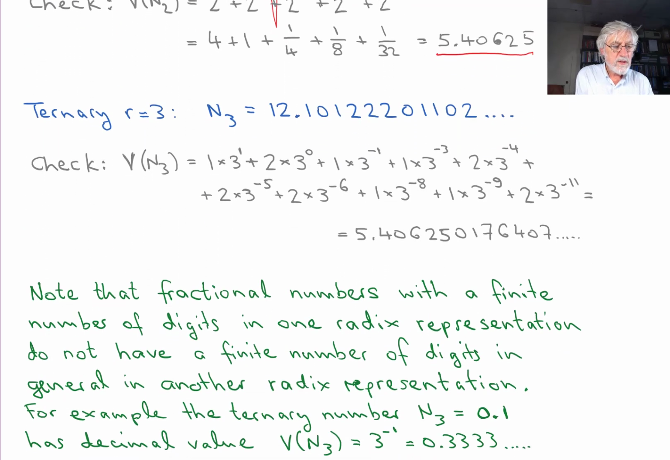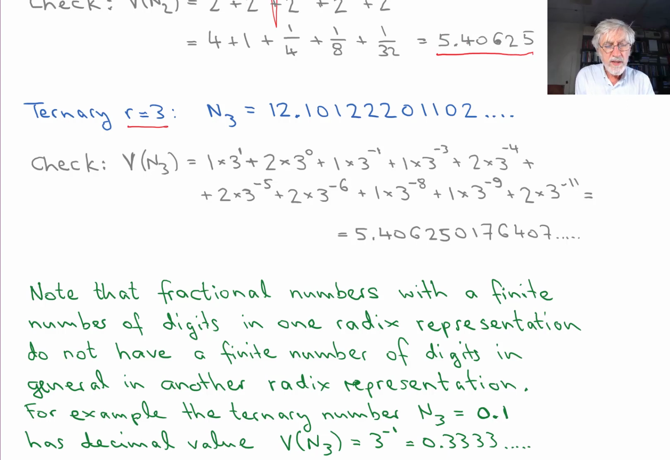Okay, we will look at it also for ternary digits. So in this case, r is equal to 3, and n sub 3 turns out to be 12, then the radix point again, 1 0 1 2 2 2 0 1 1 0 2, and a couple more dots here. It turns out that you cannot exactly represent 5.40625 in the ternary number system, so you have to make a close enough approximation, and you just expand it until you are a specified amount away from the actual number.